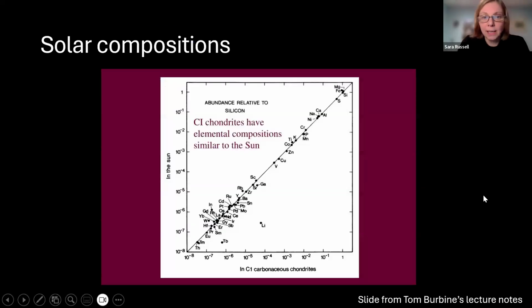Okay. And CIs, of course, famously have a composition that is similar to the sun. So if we look at the abundances of the major elements in the sun, as measured using spectral techniques, and compare it to the abundances in CIs, they look incredibly similar. They have a 1-to-1 ratio, and that tells us that the CIs are solar in composition, that they're chemically incredibly primitive. They are just samples of the protoplanetary disk that has accreted without very much chemical fractionation, unlike many other meteorite groups which have lost the volatile components.